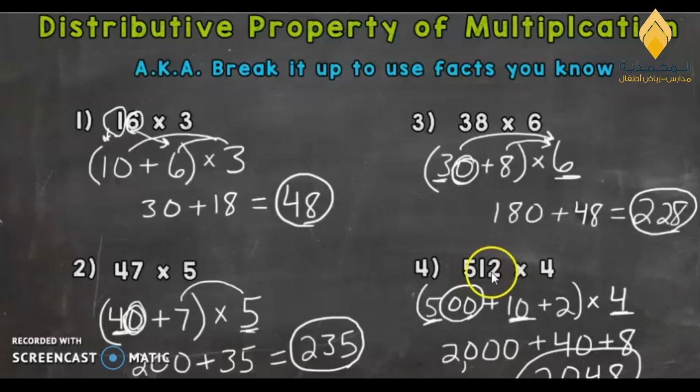This one is a little bit more difficult, but the same concept. We have 512 times 4. Break this down into three numbers. I want to remind you about the expanded form. Again, the place value of 5 is 500. The value of 1 is 10. The value of 2 is 2. So 512 we break down into 500 plus 10 plus 2. This is the expanded form of 512.